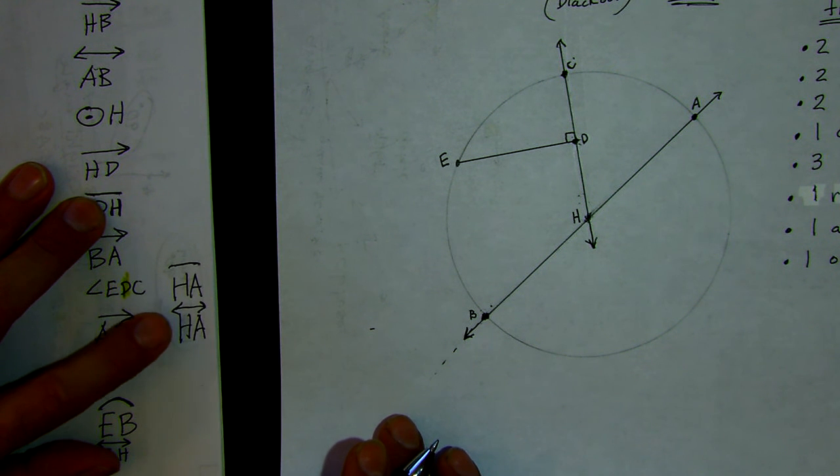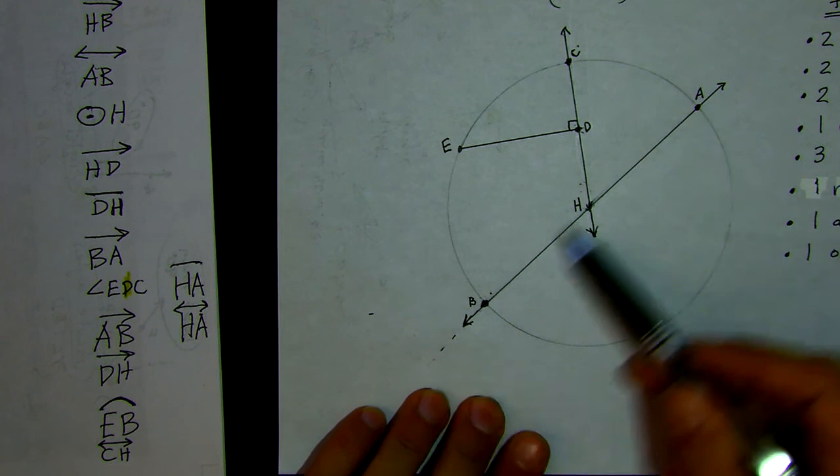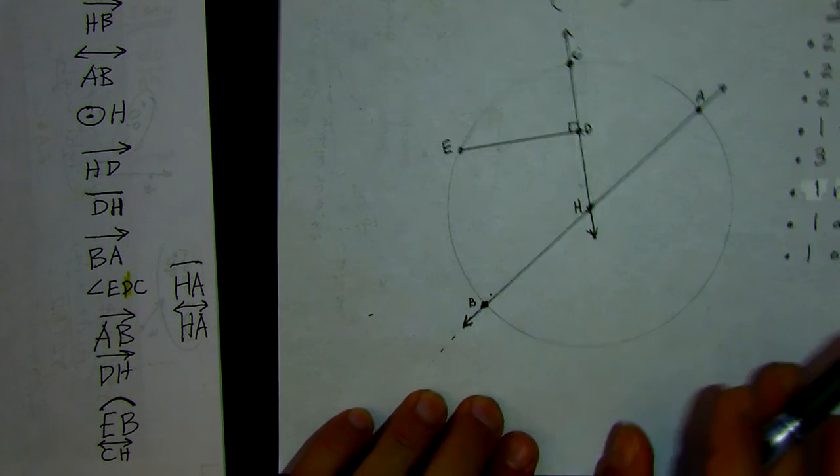Line, not line segment, line HA. So we had segment HA. Now we have line HA that's going through H and A, and it goes forever in both directions.